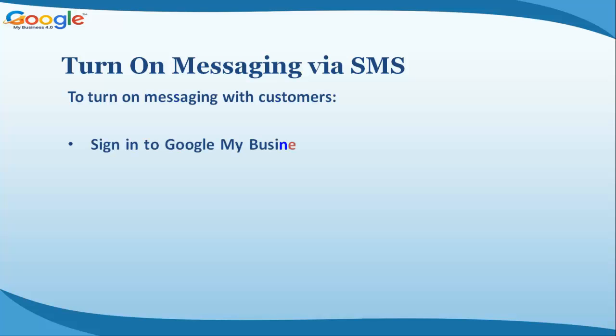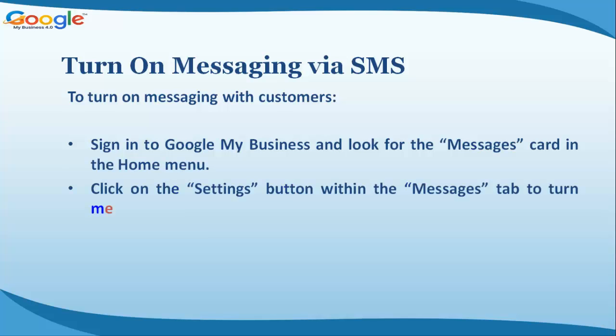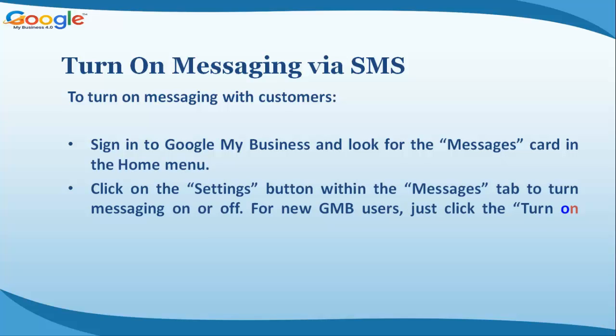Turn on messaging with customers. Sign in to Google My Business and look for the Messages card in the Home menu. Click on the Settings button within the Messages tab to turn messaging on or off. For new GMB users, just click the Turn on Messaging option.